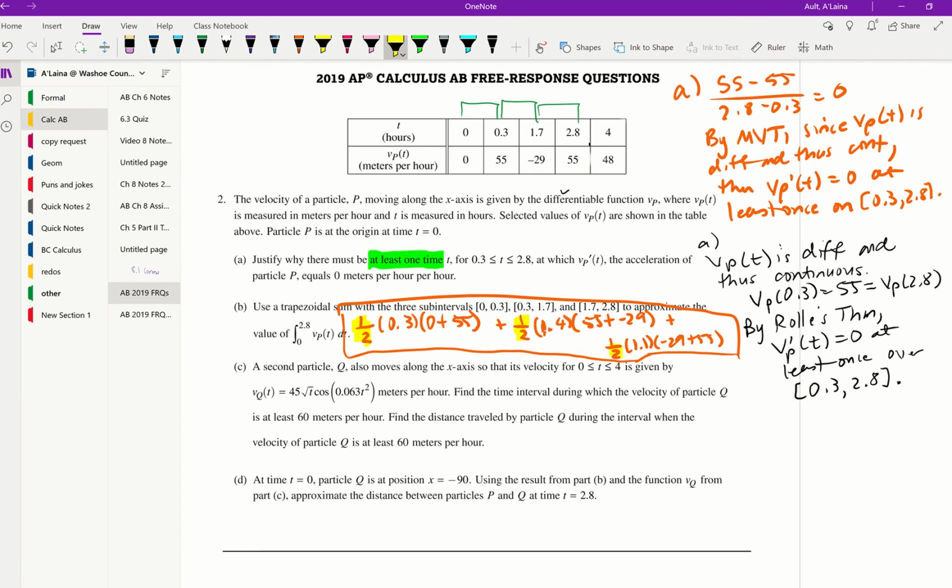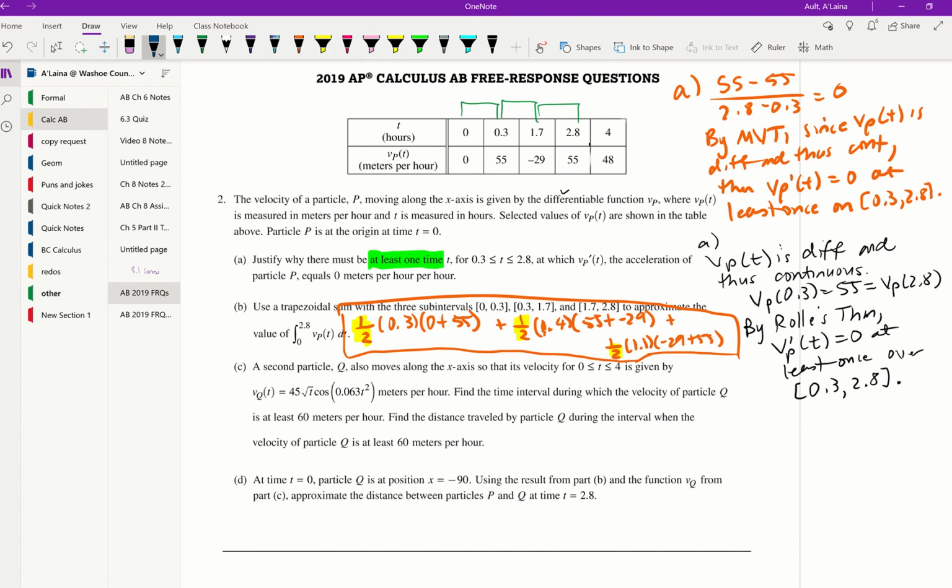And that 1 point, you either get it or you don't. So every once in a while they grade it kind of differently, but this one's only 1 point long. Part C, a second particle Q also moves along the x-axis. Here's the formula for its velocity.